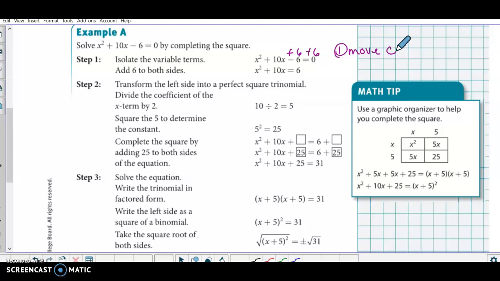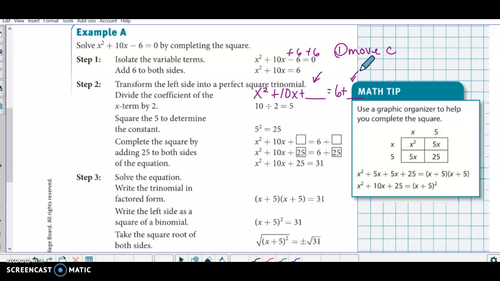So when we do this, now we're going to be left with x squared. Now I'm going to teach you to leave a space. X squared plus 10x plus blank equals 6 plus blank. Because whatever we end up putting in this space right here, we're going to have to put on the other side to keep our equations balanced. So how do we figure out what goes in that space?